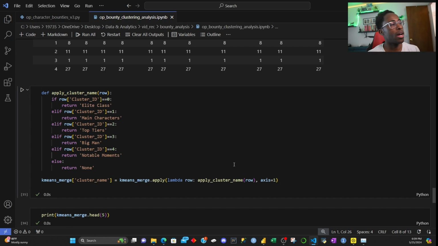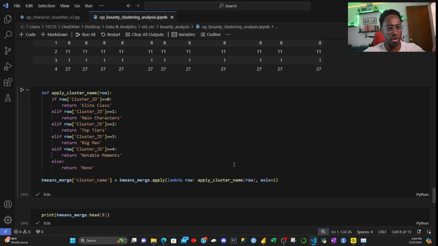Then we have group 2. I'm calling these the top tiers. This is going to be the cream of the crop as it relates to One Piece characters, and I'm sure different story labels already come to mind, probably thinking about Yonko or Shichibukai. And then we have Big Man. We'll see who that is, because it's only one character. And then lastly we have the group called Notable Moments.